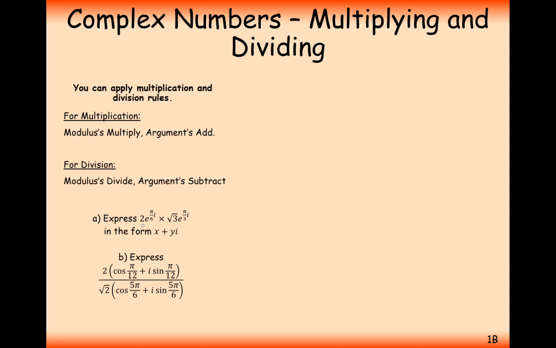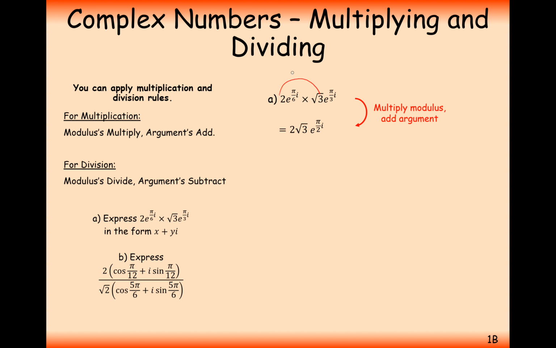Let's have a go at a few questions then. So the first one is express 2e to the pi by 6i times root 3e to the pi by 3i. So that's this rule here. We're multiplying here, so we'll multiply the moduluses at the front. That will give us 2 root 3, and we'll add the arguments together. Pi by 6 add pi by 3 gives us pi by 2, so it's e to the pi by 2i.